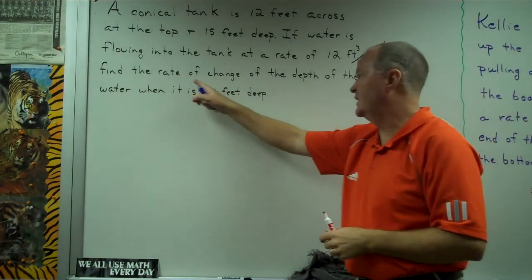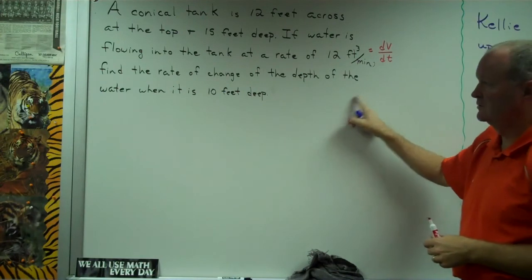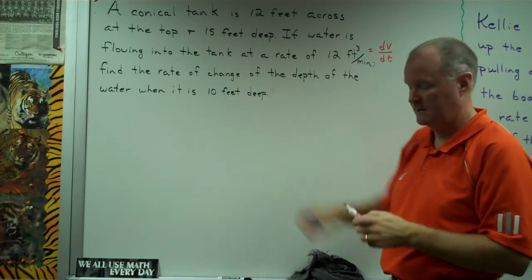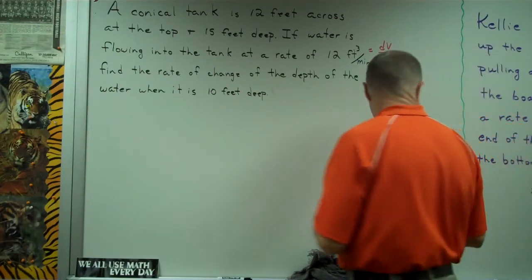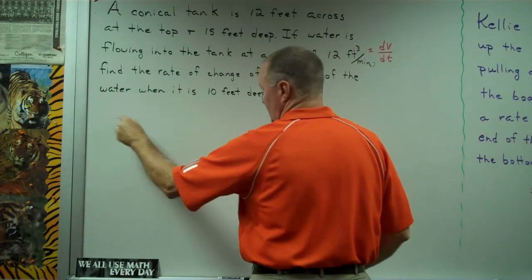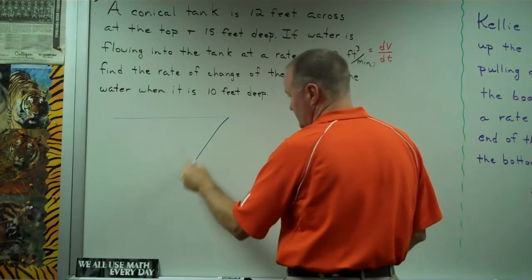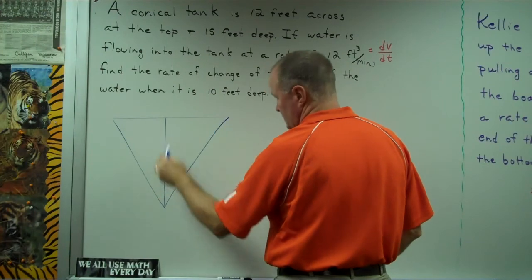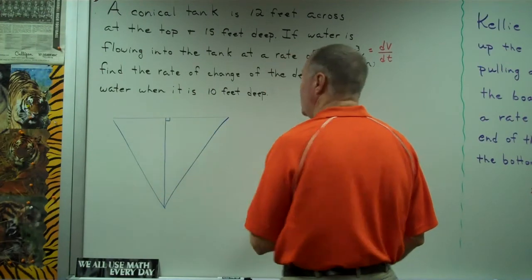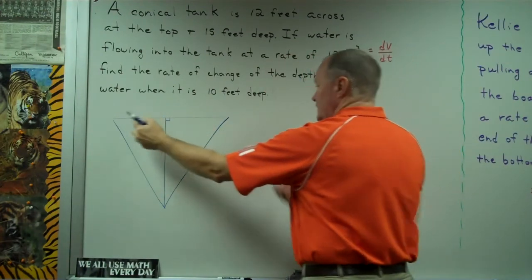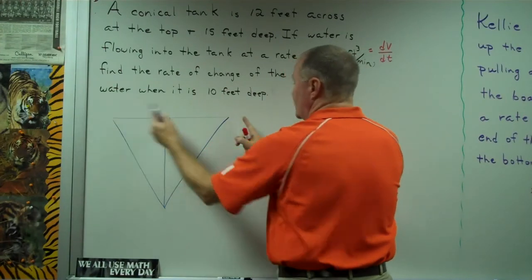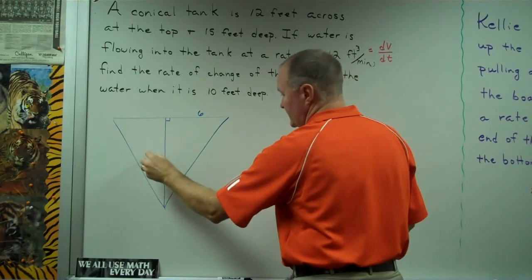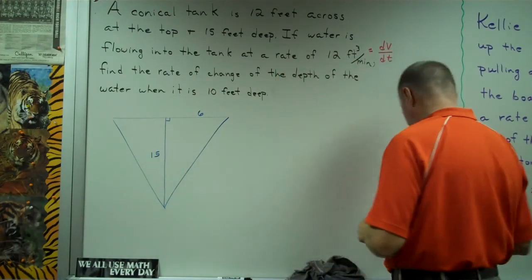We want to find the rate of change of the depth of the water when the depth is 10 feet. Okay. So we look at a picture of what we got. I'm not going to draw the whole cone. This is the top of the cone. It's 12. So what's this distance? 6. And that's kind of the one we need. And the whole thing is 15.